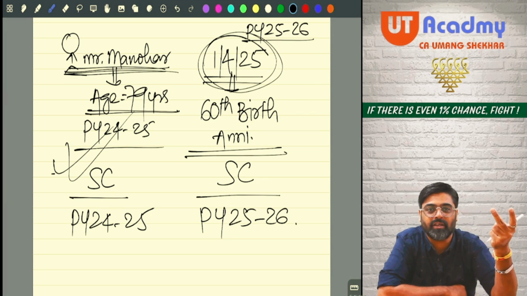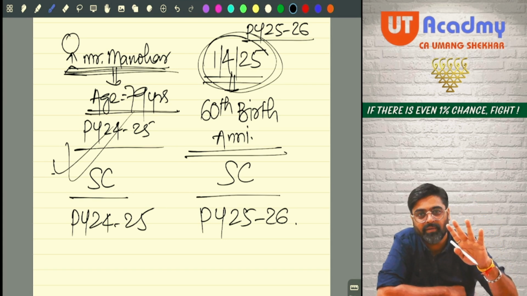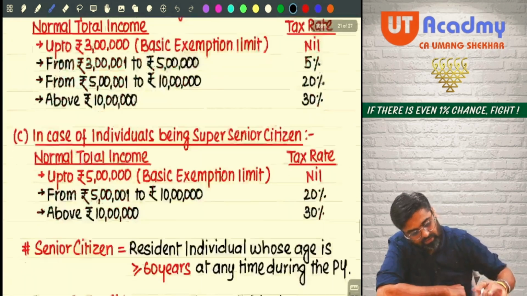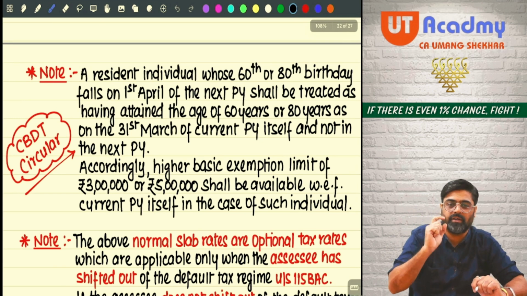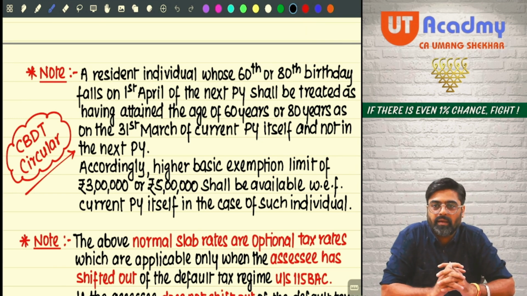Now the moment you see it, you will recollect. Sir gave the example of Mr. Manohar. Getting my point? Okay. Now see, this is the same thing which I have written in this note. I want all of you to read this note properly. Read this note.